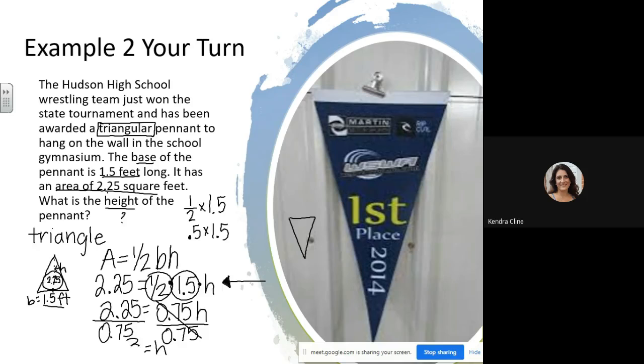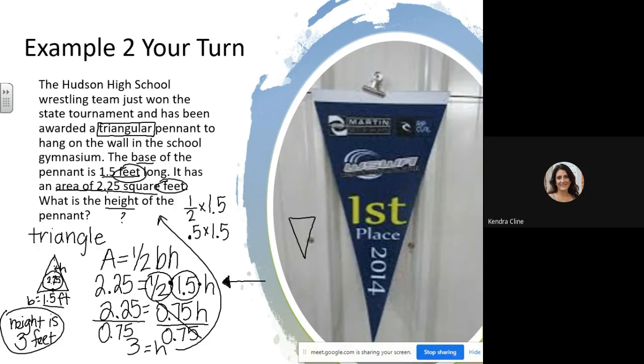And you're going to get 3. So we need to connect this back into the context of the problem. What's my final answer? The question says, what is the height of the pennant? So I'm going to say for my final answer, the height is 3, and our measurements are feet. So the height is 3 feet. So that pennant they're hanging in the gym, the height of it's going to be 3 feet.